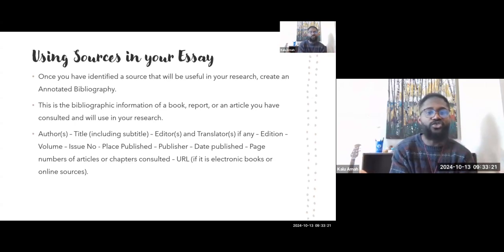So write out the volume, the issue number, the place published, the publisher, date published, page numbers of articles or chapters consulted. That's the URL information if it's an electronic book or online sources.